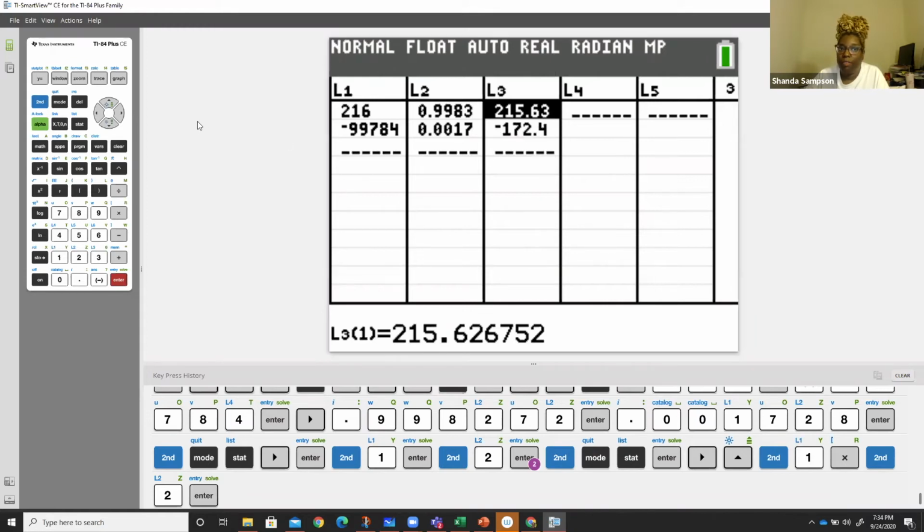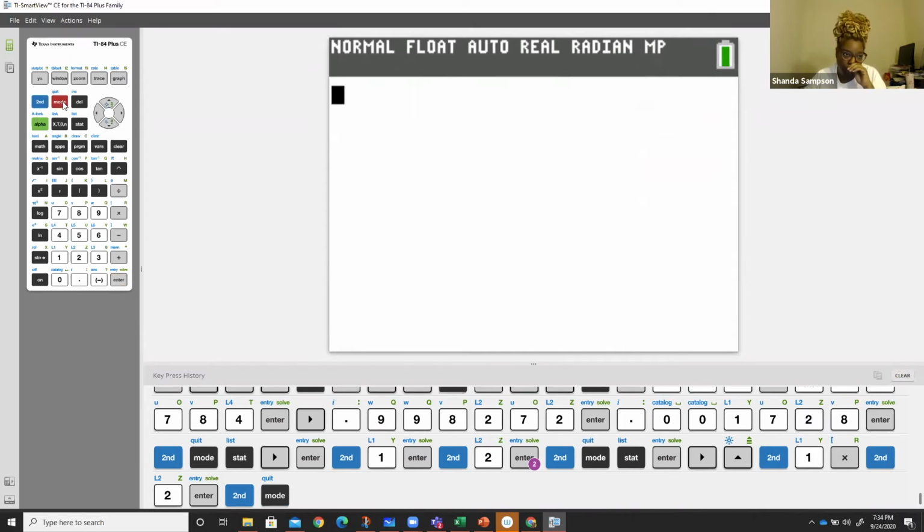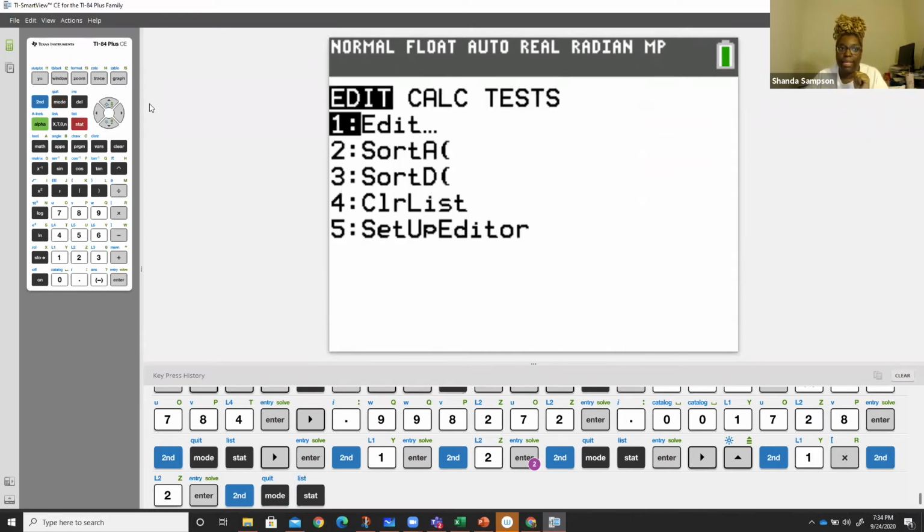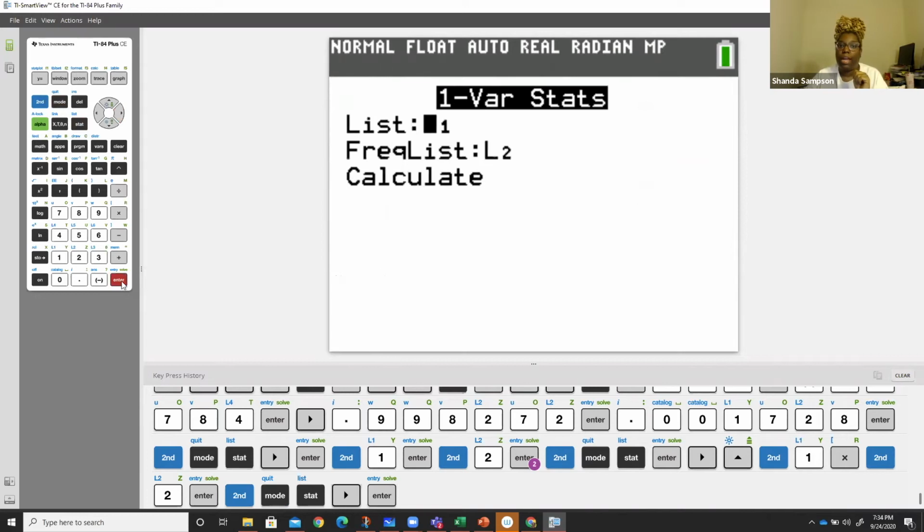So now that you have the numbers in L3, you can do an evaluation on L3. Go to stat, the same place you would go to calculate. Your screen is going to pop up one variable statistics, not the other screen. When you see that screen, right next to one variable statistics, you're going to put L3. In my calculator, I'm just going to put L3 in this list.